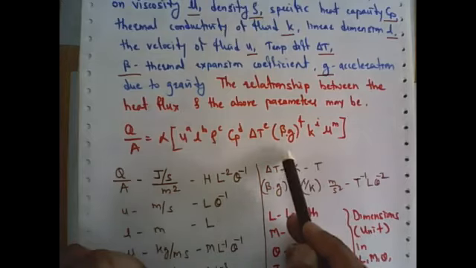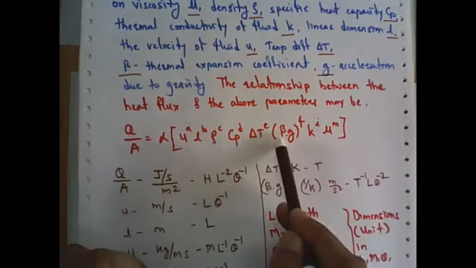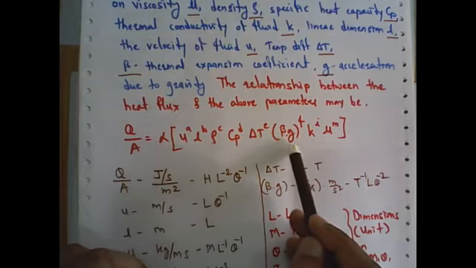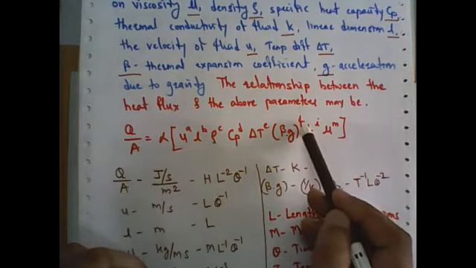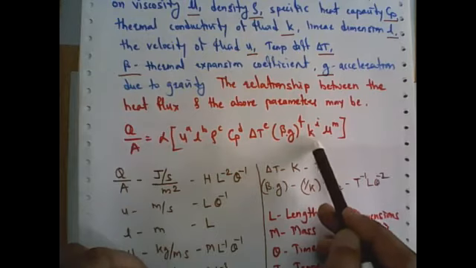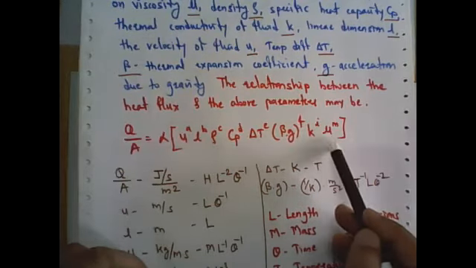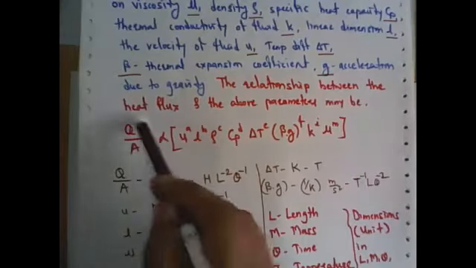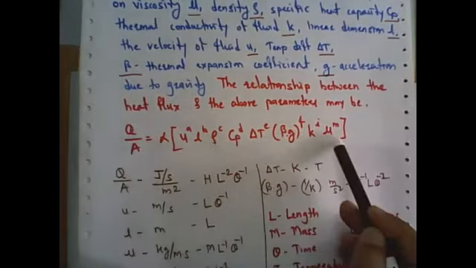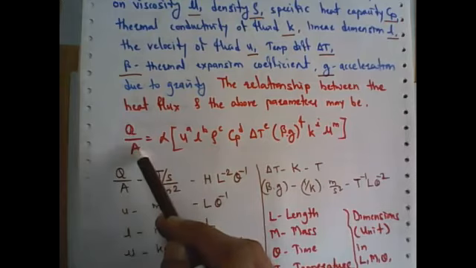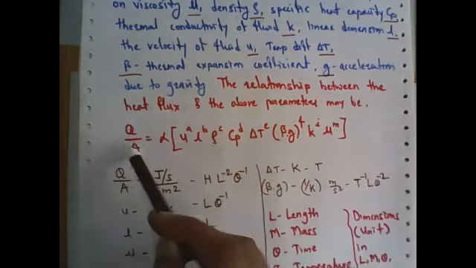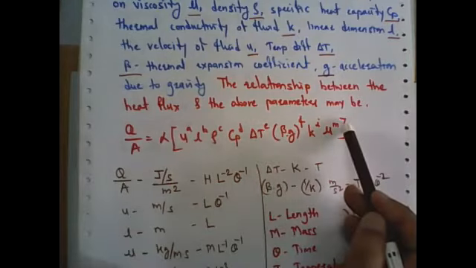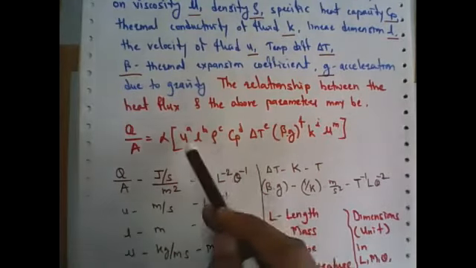So this bracket indicates the product of thermal expansion coefficient and acceleration due to gravity, both raised to F, K, thermal conductivity raised to I, and mu viscosity raised to M. It means this equation indicates that the heat flux depends on these variables. This heat flux and the variable relationship can be written in terms of some empirical constants, and that empirical constant are raised to that particular variable, right?